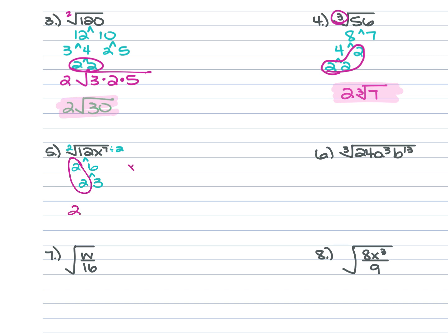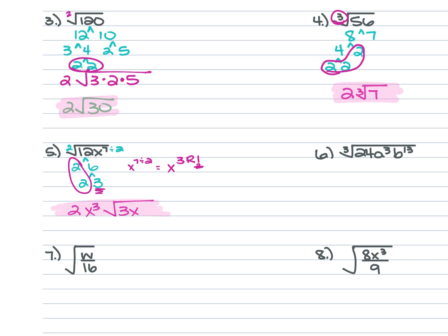That x to the 7th power divided by 2 gives you x to the power of 3 with a remainder of 1. So that x cubed is going to go on the outside, and then the x to the first power is going to stay underneath. So what you have underneath is the 3 and the 1x. So that's going to be 2x cubed times the square root of 3x.